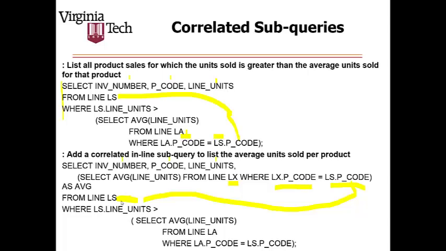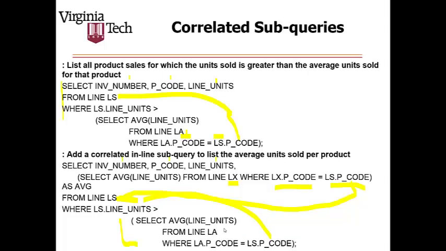So what you're doing is you're stepping through LS, and every time you step to a new row of LS, you're running this subquery to calculate that average line units. And then you just keep doing that until you get to the end. And then here in the where clause, we have another subquery where we're calculating the average line units, which also is a correlated subquery.